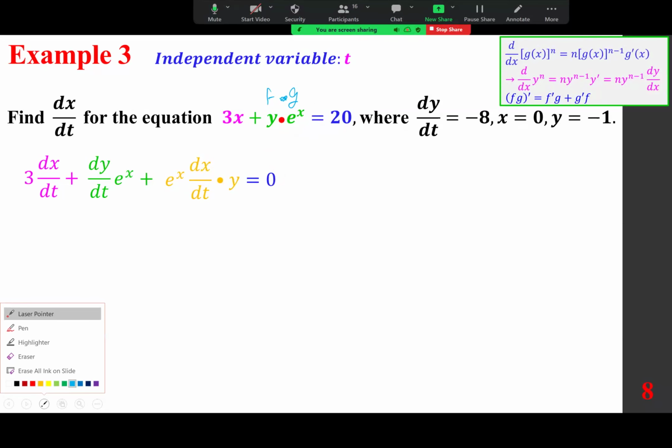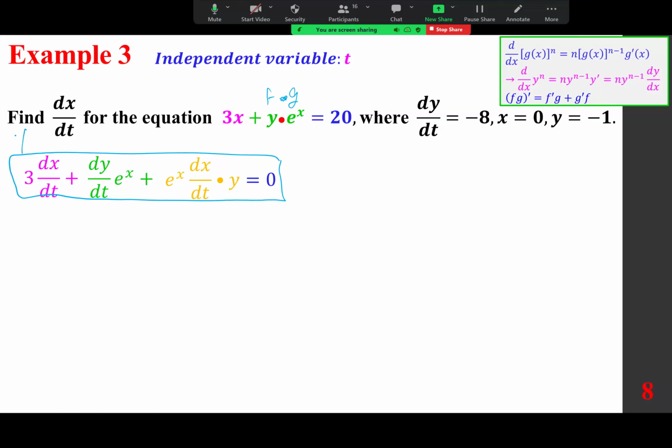Again, let me box that. This is the calculus step. Plug in.